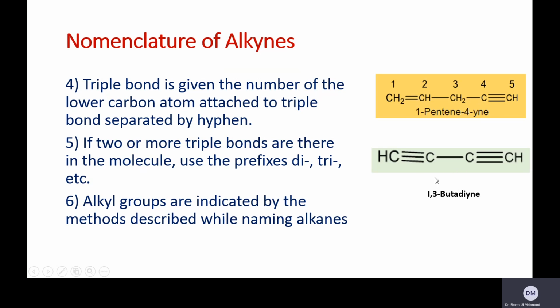When there are more multiple bonds, for example if an organic compound contains 2 triple bonds, we will use 'diyne'. If it contains 3 triple bonds, we will use the term 'triyne'. For example, in this molecule we have 2 double bonds, so we can number from either side, 1, 2, 3 and 4. It means this is 1,3-butadiene. And alkyl groups are named the same way as in alkanes.